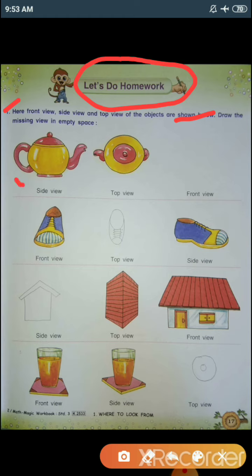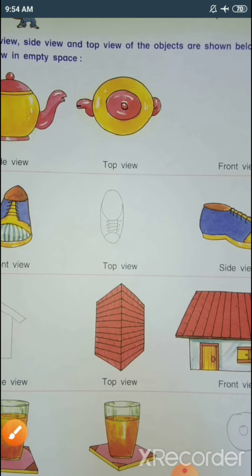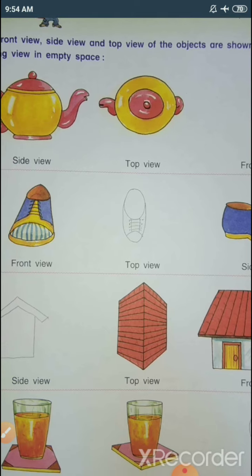One kettle is given here by side view and top view, and you need to draw by yourself the front view of the kettle. In the second, a shoe is given, front view is given, side view is given, and by yourself you need to draw the top view. You can see that with the help of a pencil I have drawn the shoe with the help of the top view.